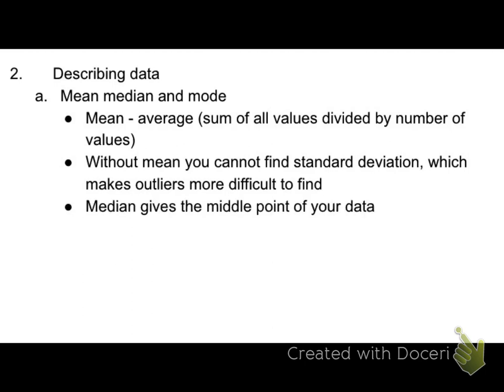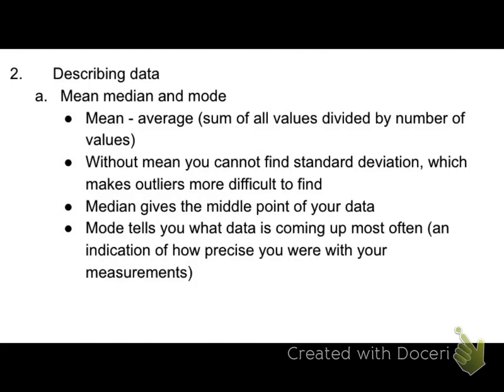helpful for that purpose. Median gives you what the middle point of your data is, which is just often very useful. And mode tells you which data is coming up most often, which is a nice indication of how precise you were with your measurements. So if your mode is reflected in or very similar to a lot of your data, then you probably were very precise with your measurements.